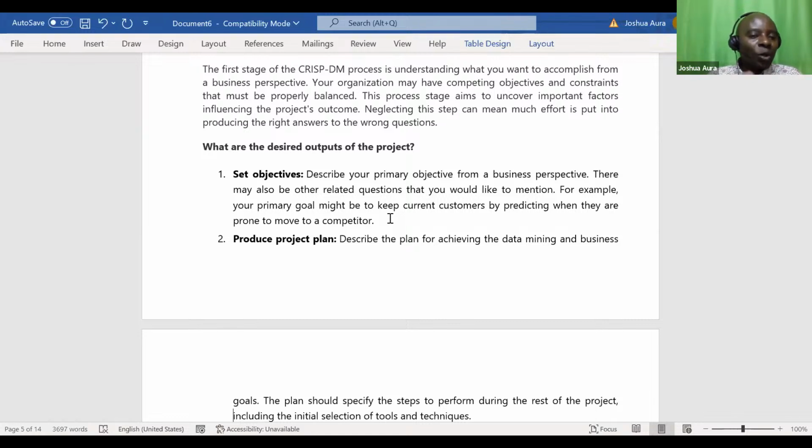So what do I need to do? I need to analyze data and, of course, realize what you guys in this case may want to remain with me. Produce a project plan. It is at this stage of understanding the business that we shall be able to produce a project plan.